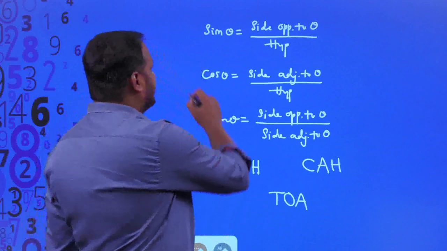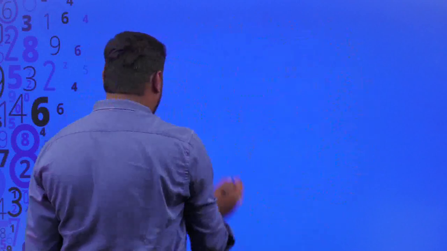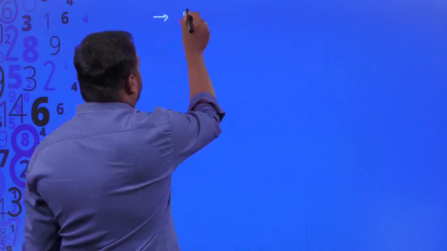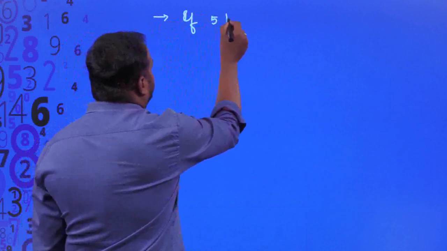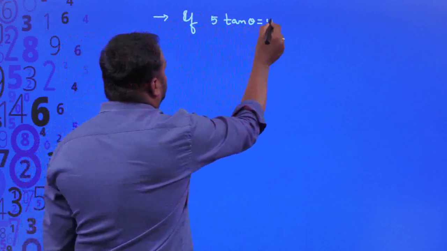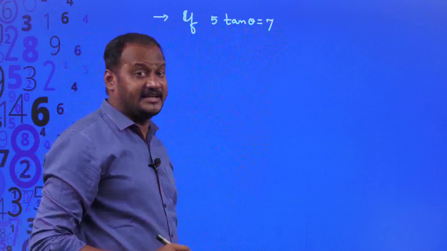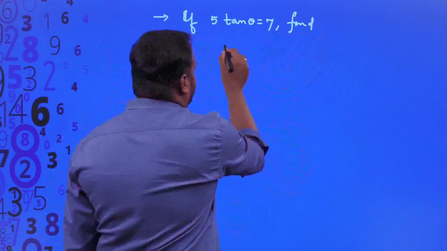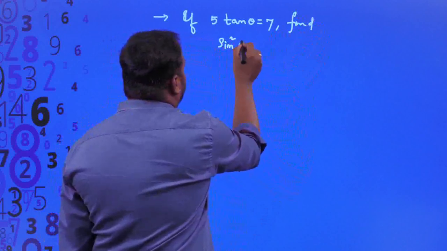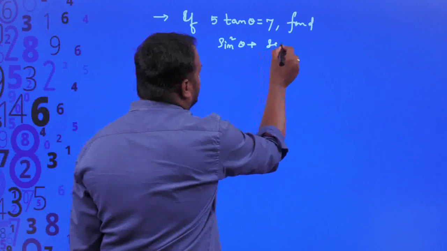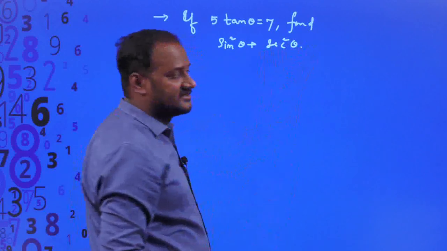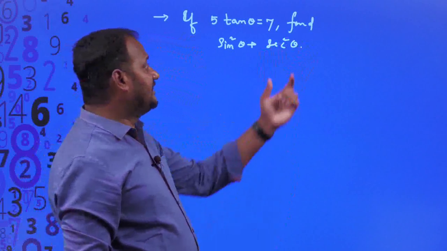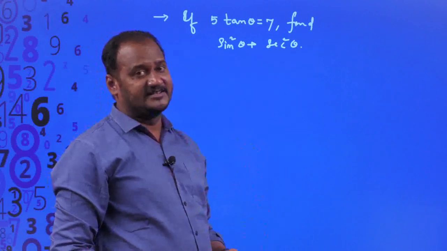And coming to the second example on these ratios, the question given here is: if 5 tan theta is equal to 7, then find sine square theta plus secant square theta. This is the given question. If the value of 5 tan theta is equal to 7, then you will have to find out the value of sine square theta plus secant square theta.